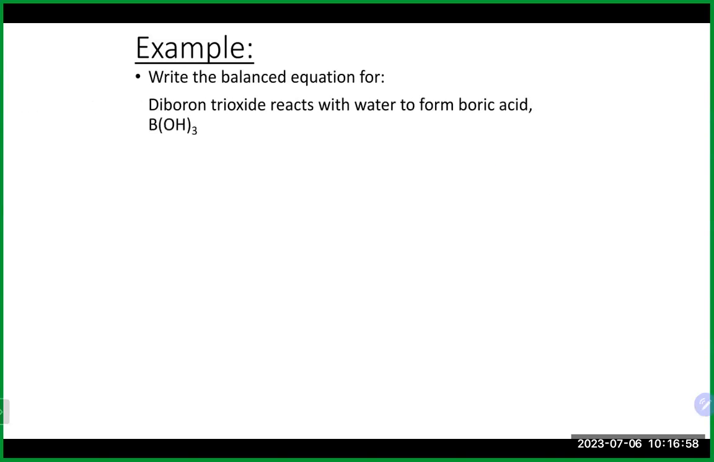All right, so balance this guy up here. This is one where we do have some words. So remember that, as I mentioned, you want to make sure you get the right formulas first and then balance it. So the correct formulas there: diboron trioxide is a type 3 compound, B2O3. Water is H2O, and then boric acid in that case there, B(OH)3.